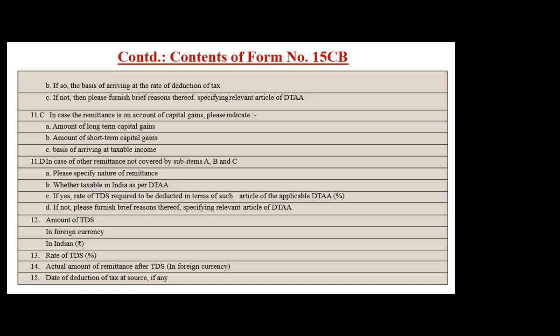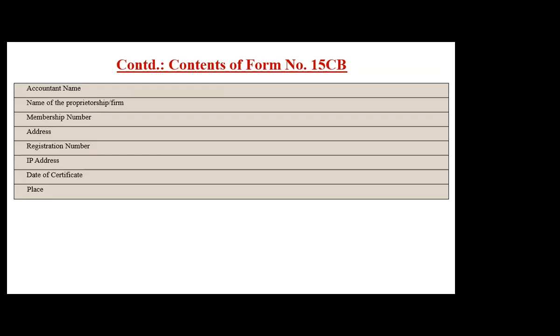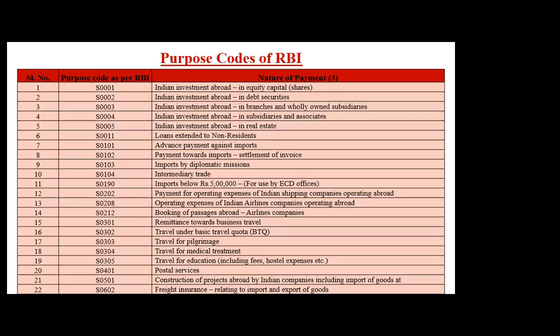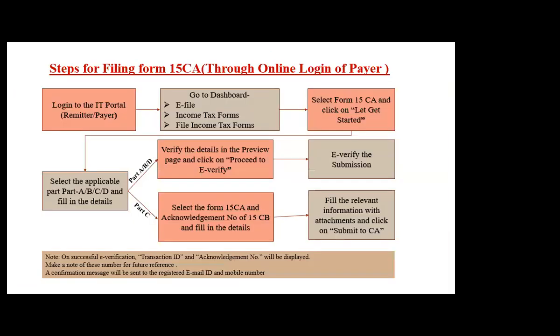आगे चलते हैं। So now next is accountant name in the last slide and name of partnership and name of the proprietor membership, whatever that has to be given. Now these are the purpose codes. This we have done. List of nature we have done. Now coming to the steps for filing form.